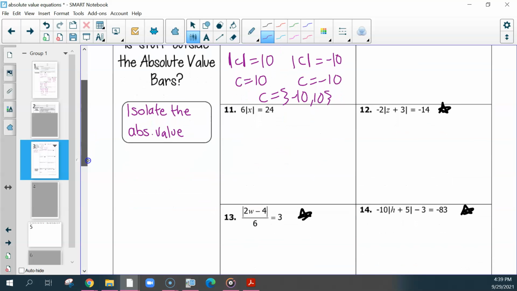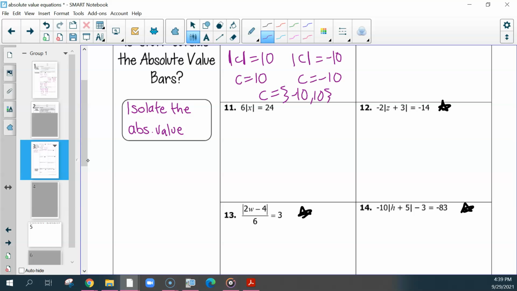For number 12, before we talked about the absolute value signs as like parentheses. However, you're not going to distribute here. If I want to isolate the absolute value in 12, I need to get rid of that negative 2. Remember that any two things next to one another are multiplying. So to get rid of it, I would divide both sides by negative 2. The negative 2's are going to cancel, just leaving the absolute value signs. This becomes a positive 7.